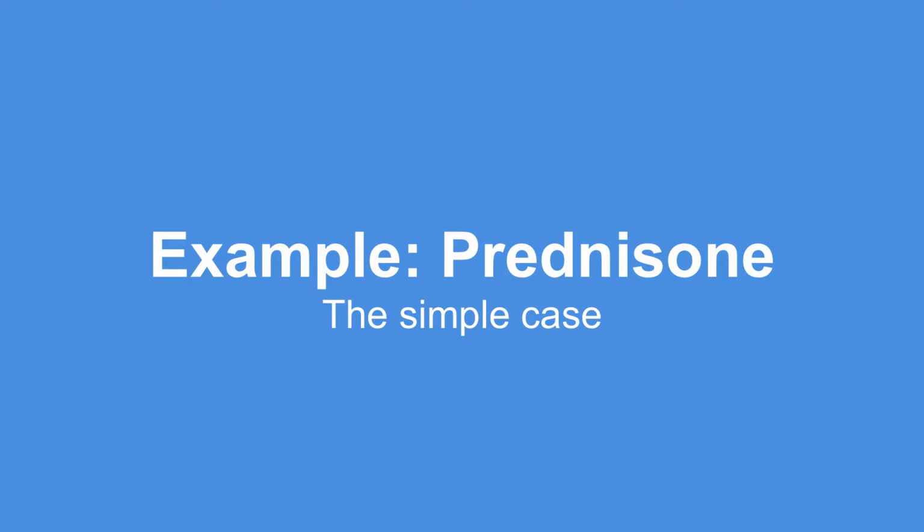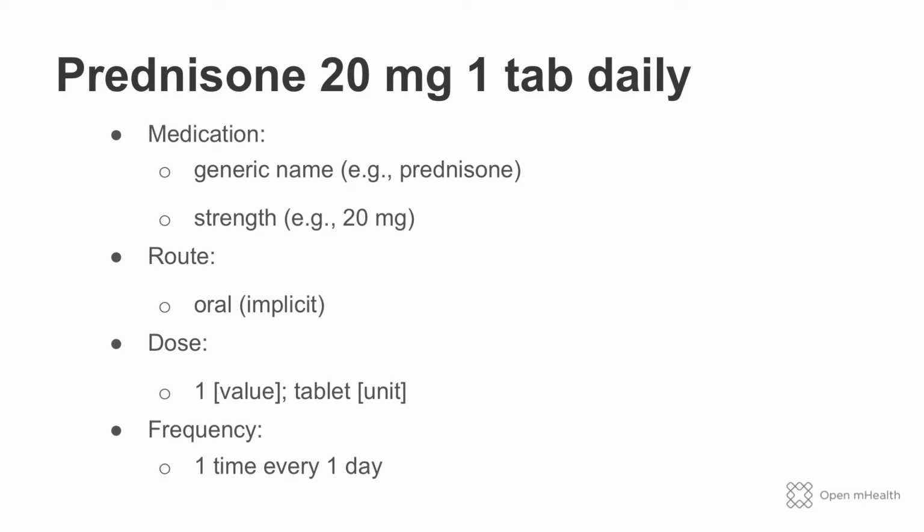So here's an example of a prescription. This is a simple case. The top line is a typical prescription. The physician says, take prednisone, 20 milligrams, 1 tab daily. There are a few pieces here. One is the medication itself. There is the name, in this case a generic name, and the strength, that identifies the type of prednisone form that is going to be taken by the person. And it's 1 tab daily.